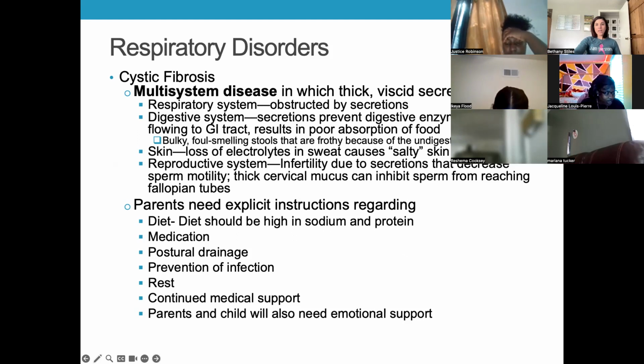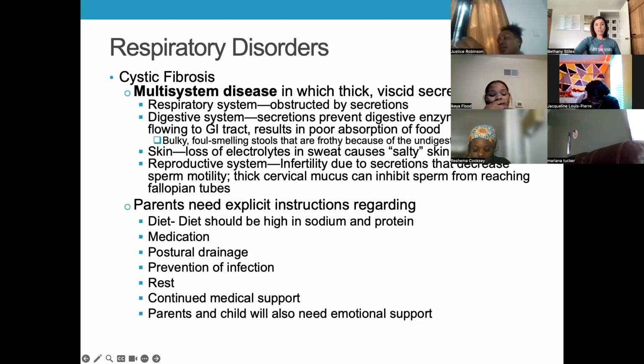And then sometimes we can have infertility because of the secretions that are going to decrease sperm motility and create thick cervical mucus that will inhibit the sperm from reaching the fallopian tubes. So these kids have a restricted diet. It needs to be high in sodium and protein because they're going to excrete these and use them a lot faster than our normal population.